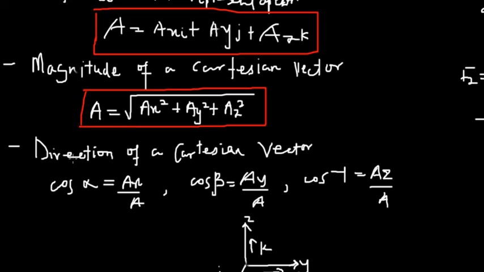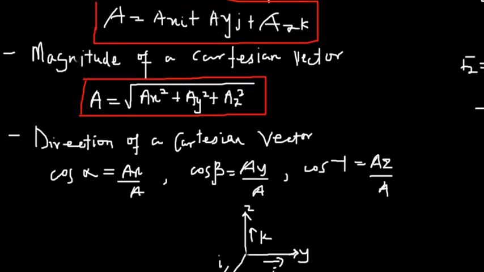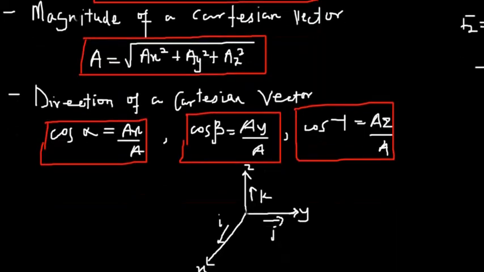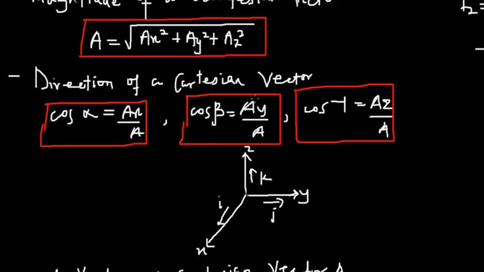Now, once you know the magnitude, you have to also know the direction. So this means that once you know the magnitude and you know the direction, you can know the angle. It's as simple as that. So this is for the x coordinate, and then this is for y, and then this will be for k or z. So this is how you find the direction of a Cartesian vector.